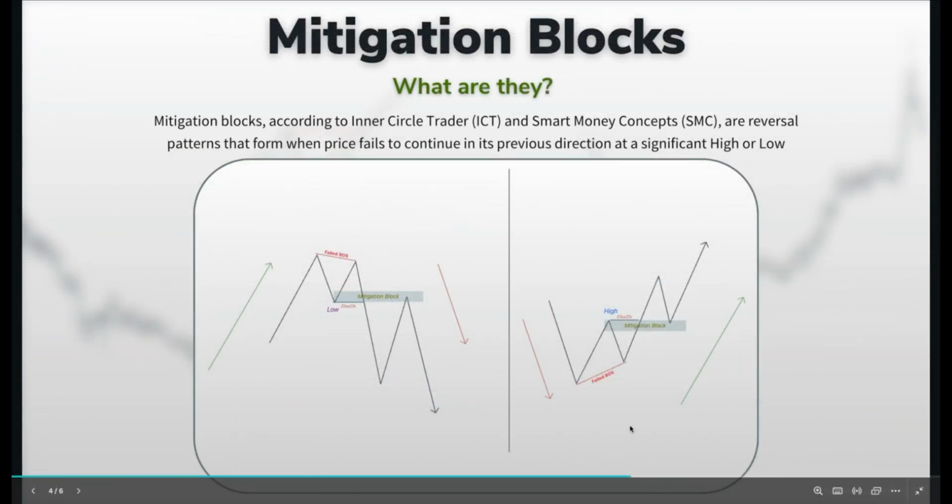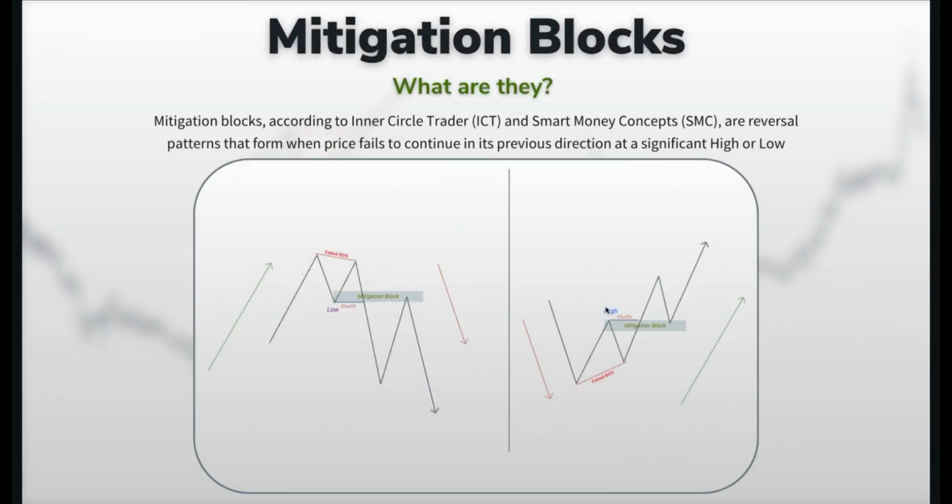Okay, so now we got to talk about mitigation blocks. So mitigation blocks are honestly very closely related to breaker blocks. So let me just explain real quick. Mitigation blocks, according to ICT and smart money concepts, are reversal patterns that form when price fails to continue in its previous direction at a significant high or low. Again, this can happen with breaker blocks too.